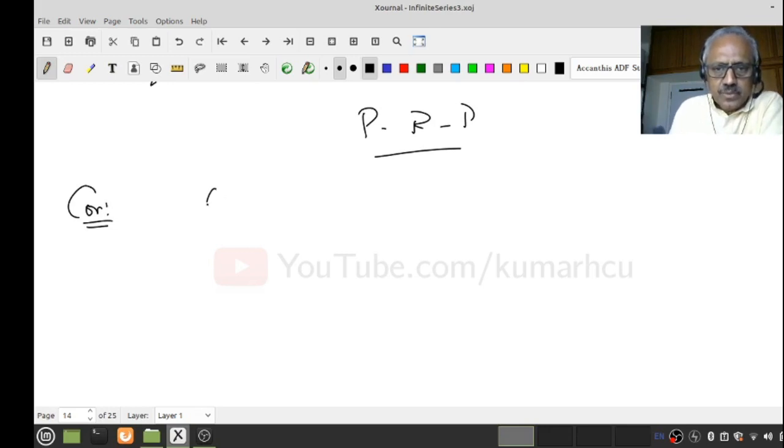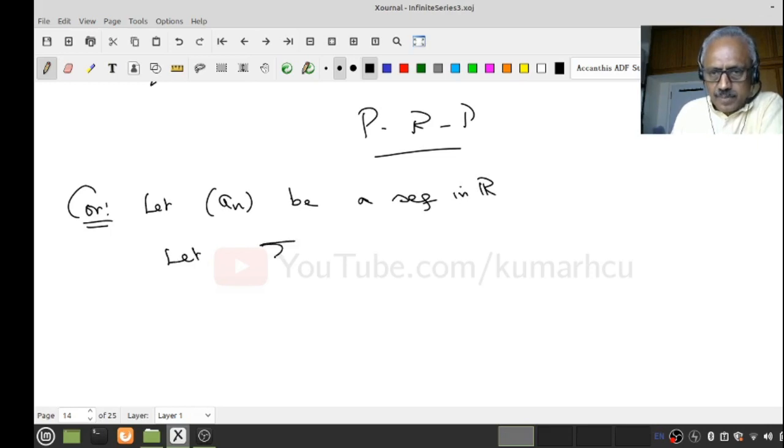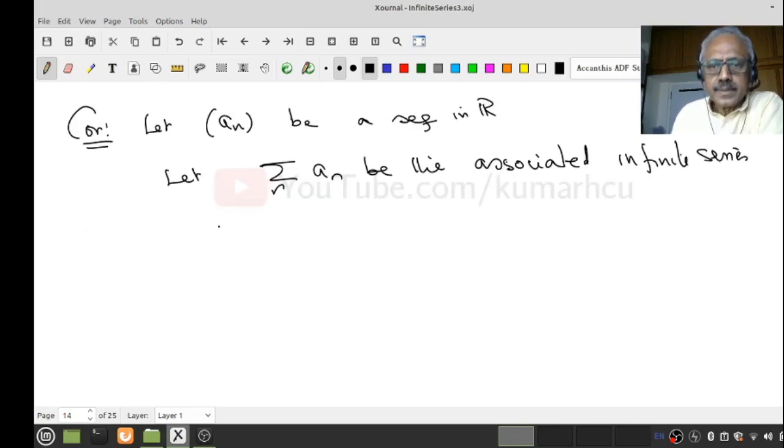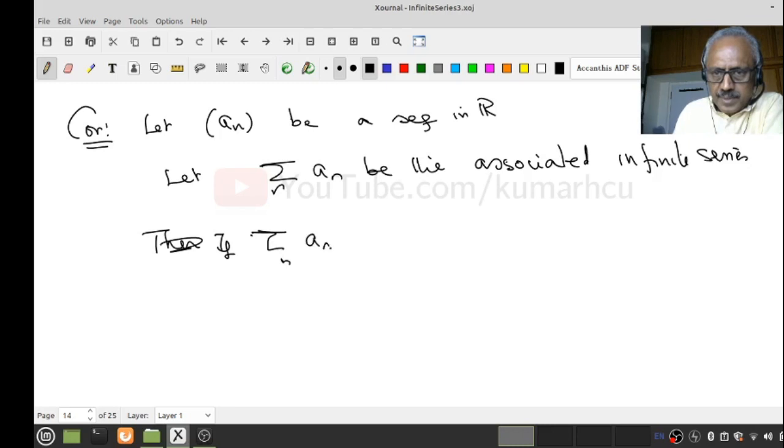Right? So let a_n be a sequence in R. Okay? Let summation a_n be the associated infinite series. Then if summation a_n is convergent, what does it mean?